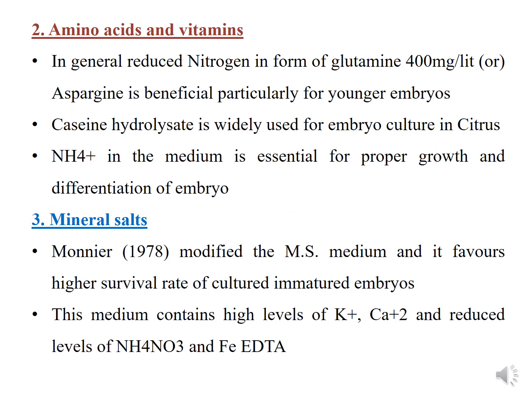Coming to the amino acids and vitamins, in general nitrogen we will provide in the form of glutamine, 400 milligrams per liter, and asparagine, which is beneficial for younger embryos, that is immature embryos, and casein hydrolysate. Already I told that especially in case of citrus we will use it, and ammonium in the medium, that is essential for the proper growth and differentiation of the embryo. These are the amino acids and vitamins.